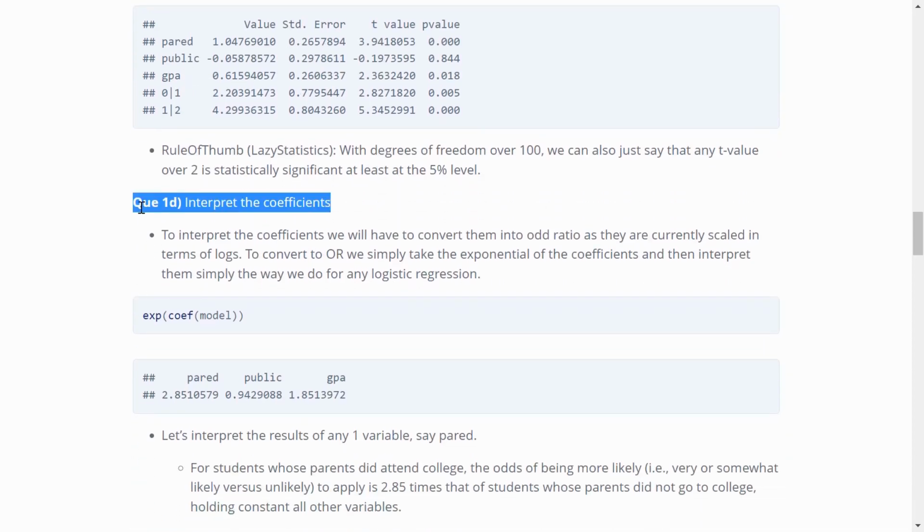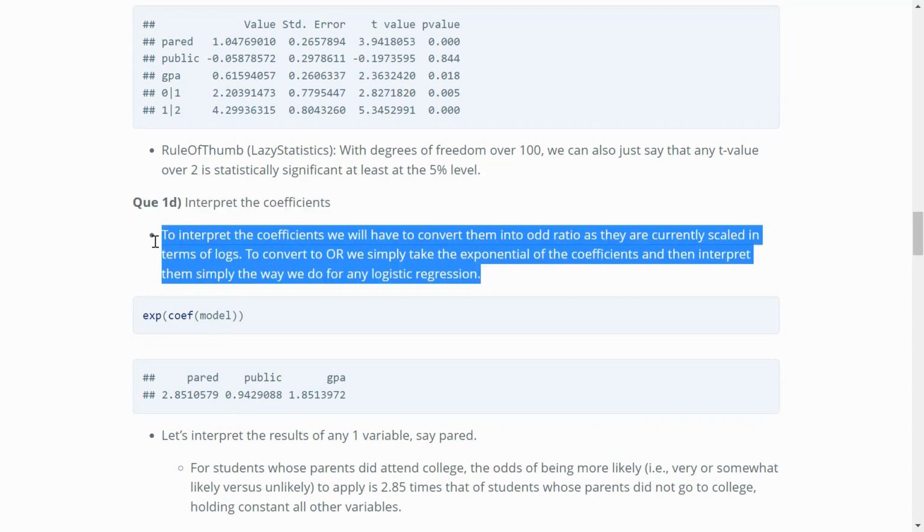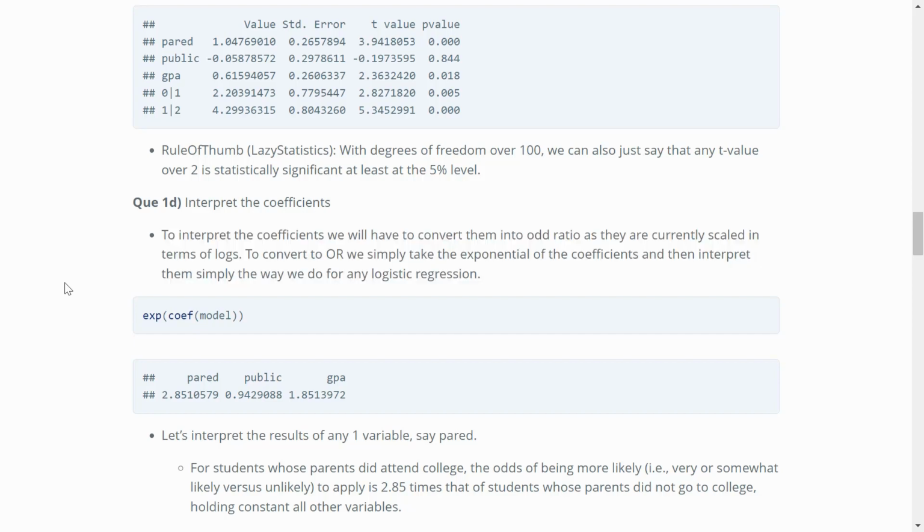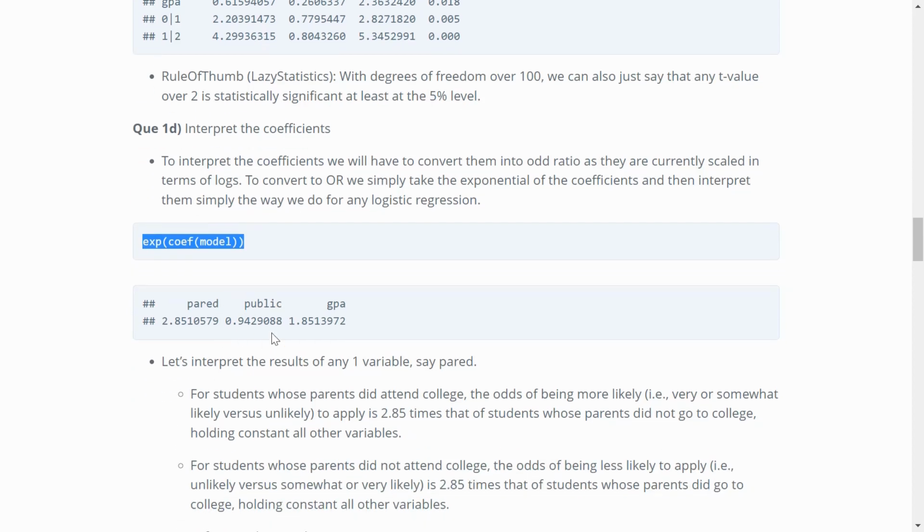It says interpret the coefficients. To interpret the coefficients, we will have to convert them into odds ratio as they are currently scaled in terms of logs. To convert it to odds ratio, we simply take the exponential of the coefficients and then interpret them simply the way we do for any logistic regression. So here we have taken the exponential and printed our coefficients as below.